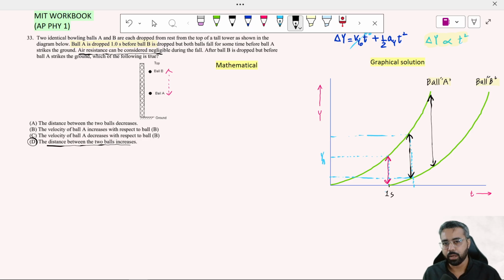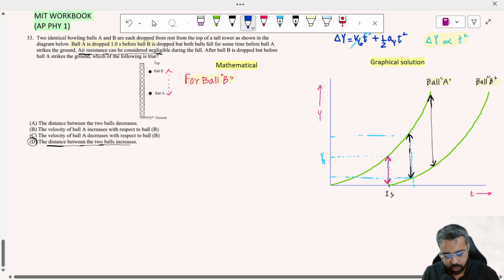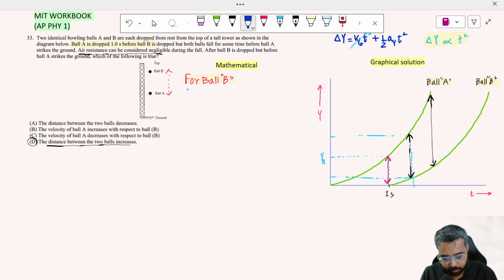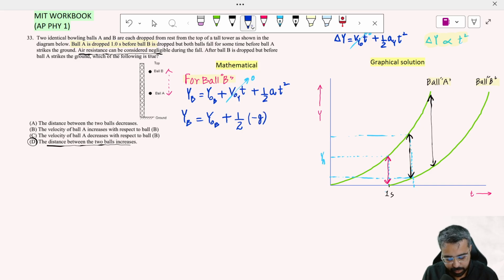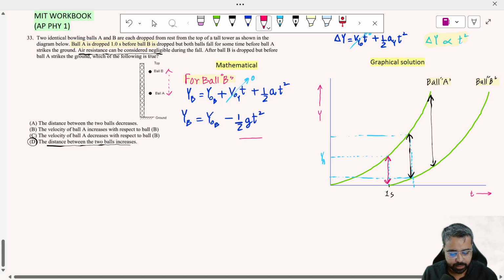Now we are going to the mathematical solution. If we write the equation for ball B, we can say YB, the position of the ball at any instant, is equal to the initial position of ball B plus the initial velocity times t plus 1 over 2 acceleration times t square. Now the initial velocity is 0. Acceleration is negative g, so it becomes YB equals initial position minus 1 over 2 g t square. Students, let's say this is our equation 1.